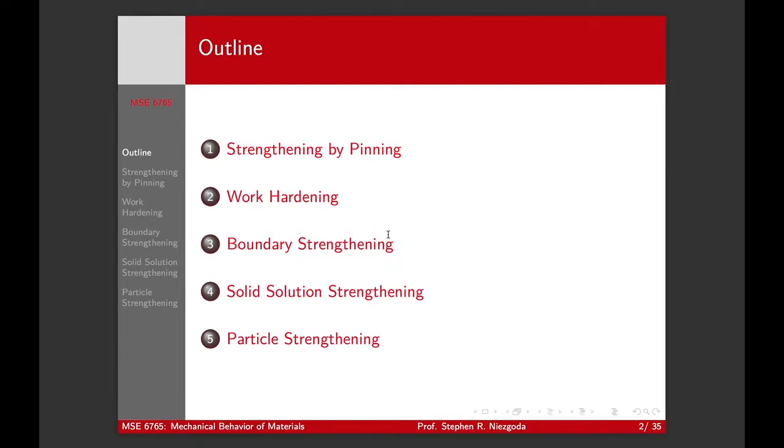And we'll break this up into four parts. Today we'll talk about general obstacles and dislocations interacting with other dislocations. In the second part, dislocations interacting with grain boundaries. Then how a solid solution strengthens an alloy, how atoms in solution can contribute to strengthening, and then the last part we'll talk about particle strengthening.